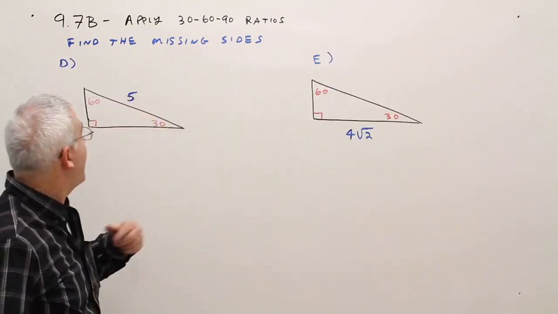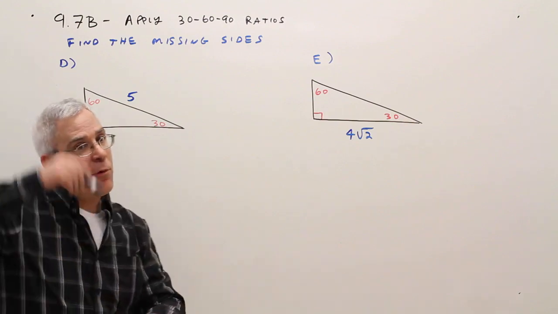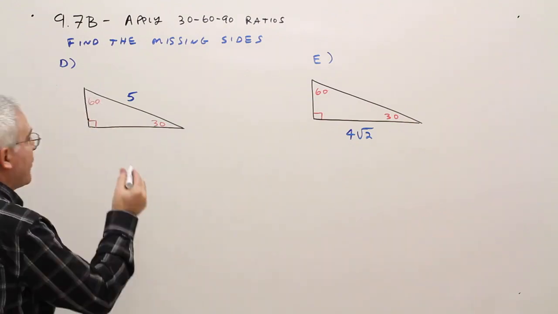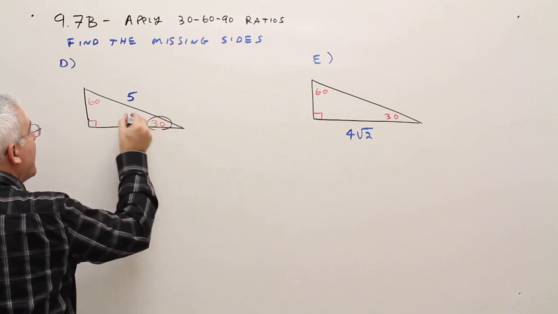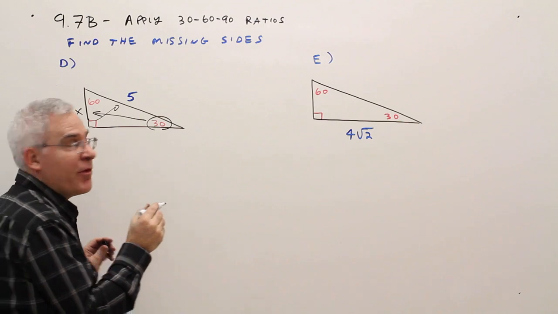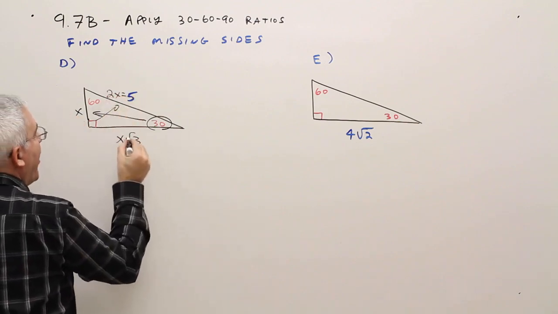Okay, we got a couple more examples. This time I'll go through the whole process of labeling. Don't memorize top, bottom, right, left. The triangles could be drawn in any which way. So I always start with 30, go opposite him, call that x. And I always go opposite 90, and I call that 2x. And then the other one is x radical 3.